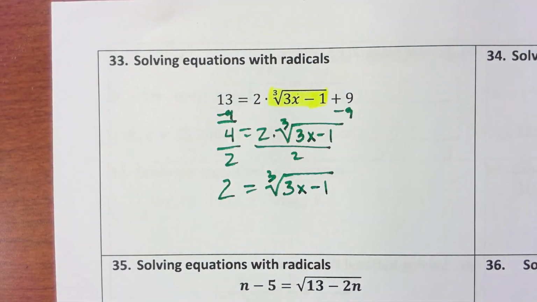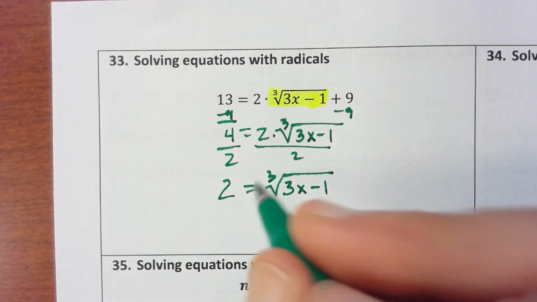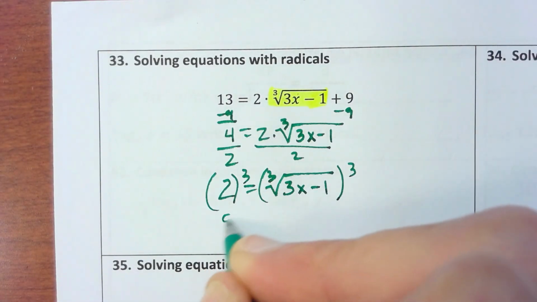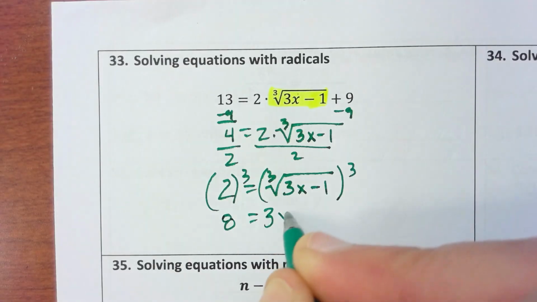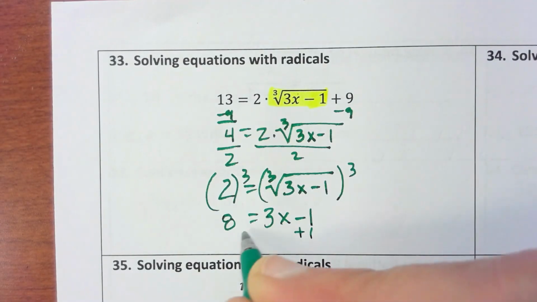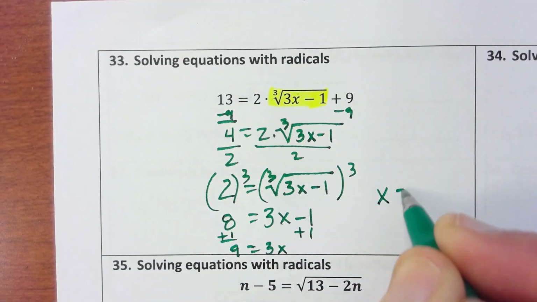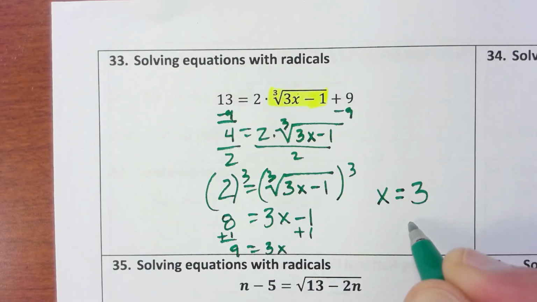Now this might have already come up just a moment ago, when you're trying to undo a cube root. I think we were trying to undo a cube. But to undo a cube root, you cube both sides. So I'm going to cube this side and cube this side. This becomes 8. This simplifies to 3x minus 1. Add 1. 9 equals 3x, so x equals 3.